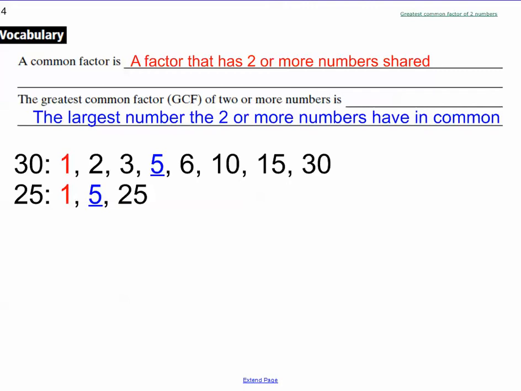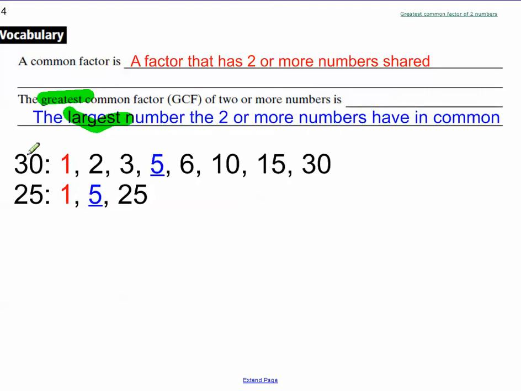Right now we're going to be looking at factors, common factors, and the greatest common factor, and how to find the greatest common factor. Some vocabulary that we need to know is that a common factor is a factor that two or more numbers share. The greatest common factor is exactly what the adjective greatest means: the largest number that the two or more numbers have in common.